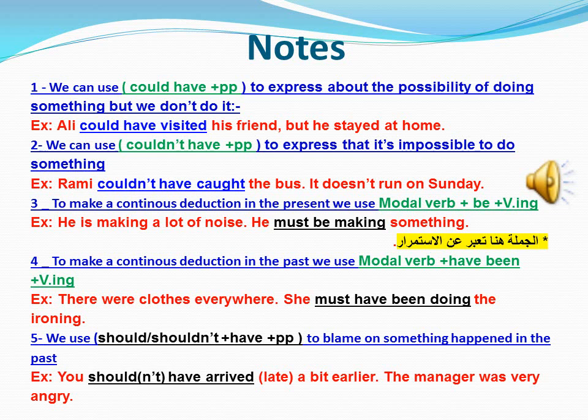Number 5. We use should or shouldn't plus have plus past participle to blame on something that happened in the past. Example: you should have arrived a bit earlier. The manager was very angry. You shouldn't have arrived late. The manager was very angry.